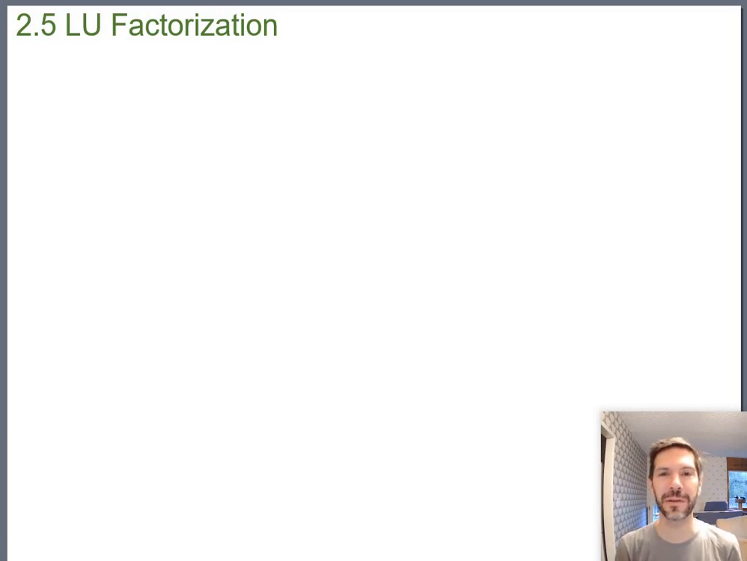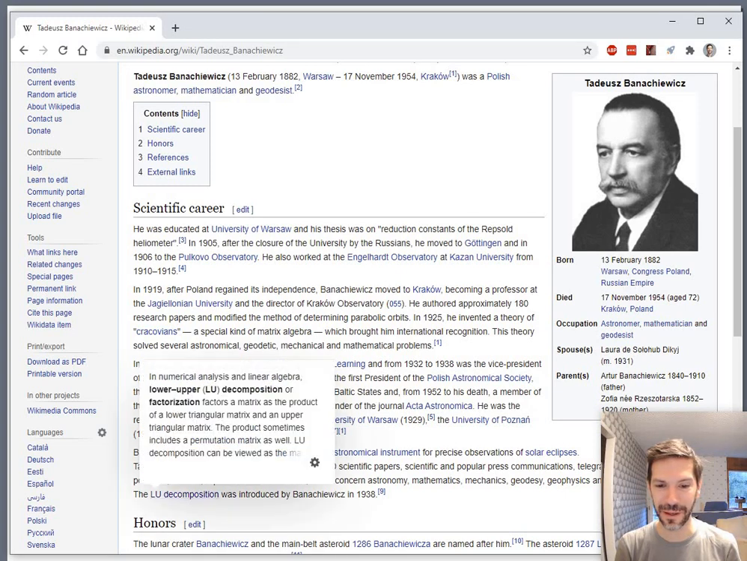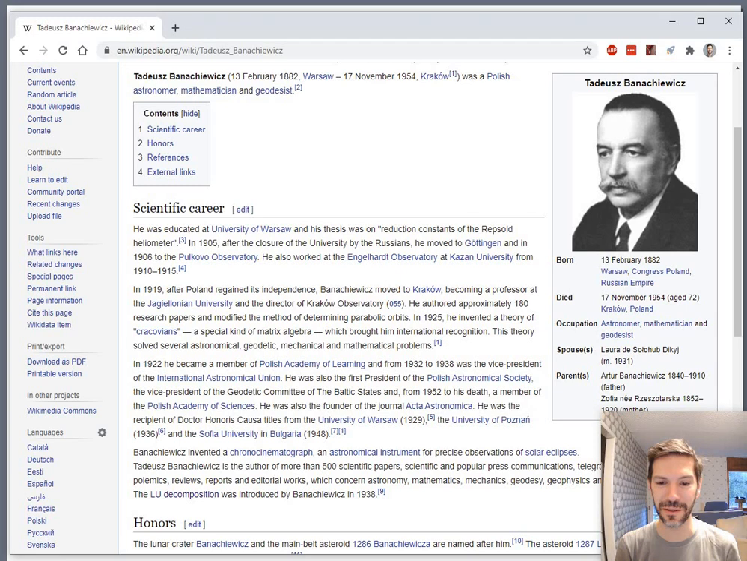I also think LU is kind of cool because it's a relatively new mathematical technique. Most of the things you learn in math are like thousands of years old, or at least hundreds. This idea is less than 100 years old, and it's due to somebody whose name I cannot pronounce, either his first name or his last name, but it is this guy right here. Super smart dude. And right here in his Wikipedia article, almost the last line, the LU decomposition was introduced by him in 1938. So it's not even 100 years old yet.